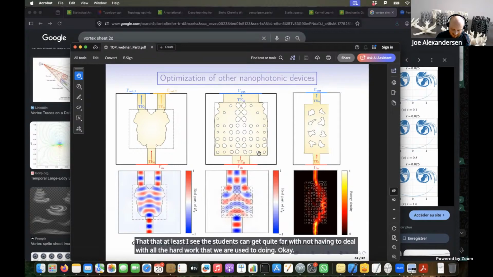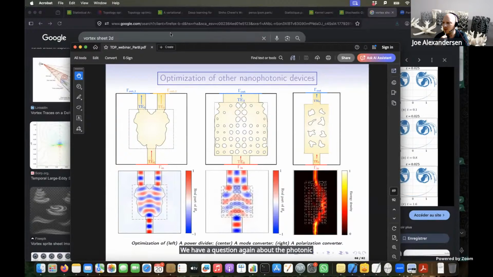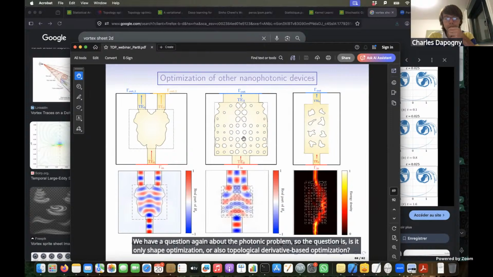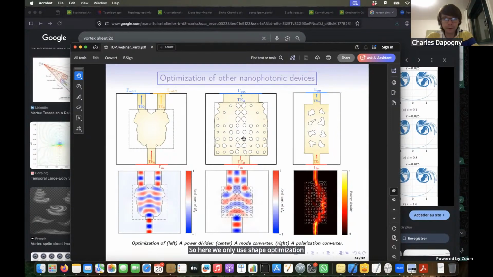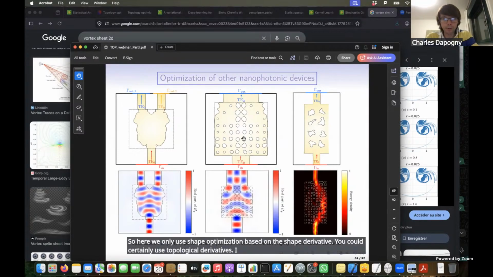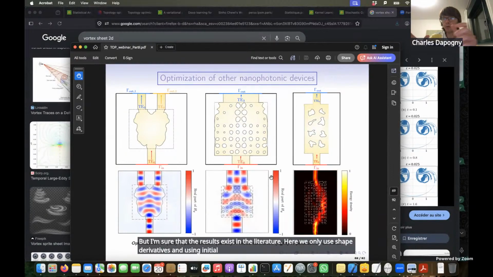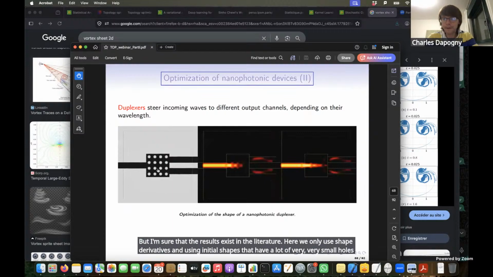Okay, that's very nice. So we have a question again about the photonic problem. The question is, is it only shape optimization or also topological derivative based optimization? So here we only use shape optimization based on the shape derivative. You could certainly use topological derivatives. I think there is an article by Samuel Hemstutz that computes topological derivatives in the context of the Maxwell's equation. But I'm sure that the results exist in the literature. Here we only use shape derivatives, using initial shapes that have a lot of very, very small holes, like I have presented here.